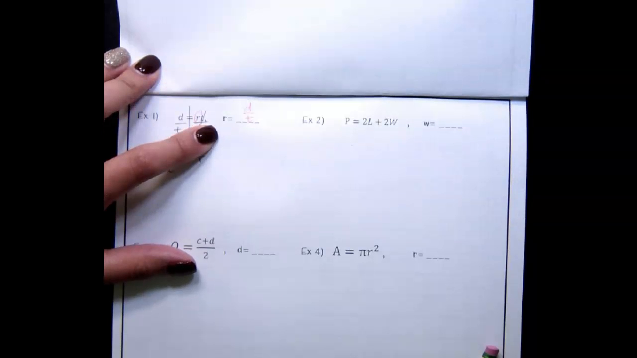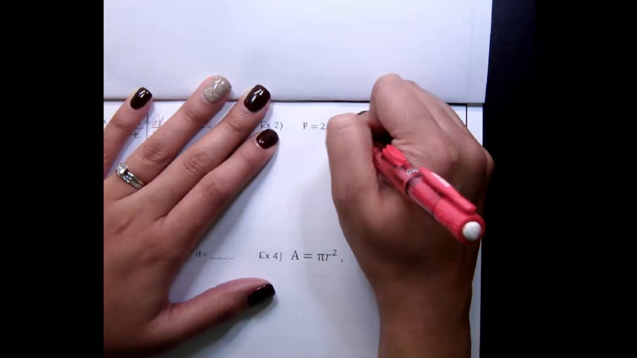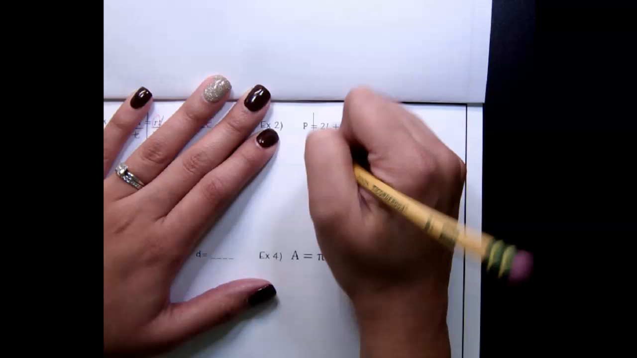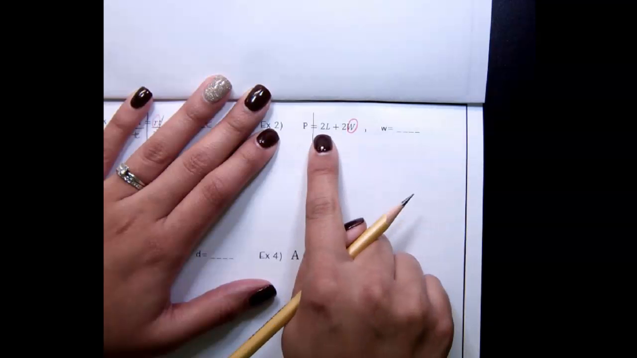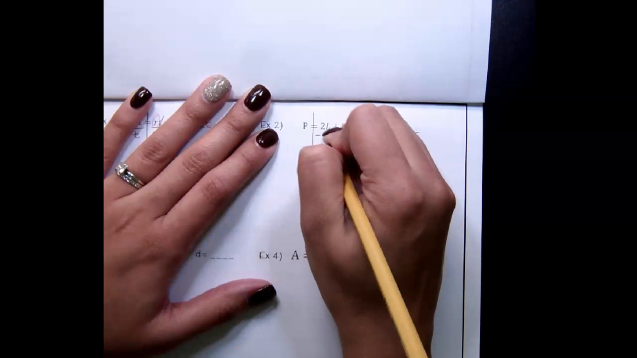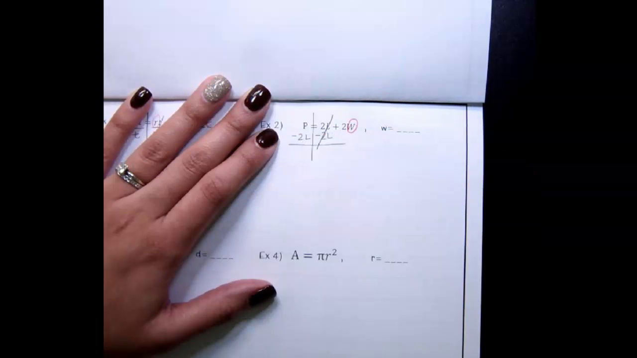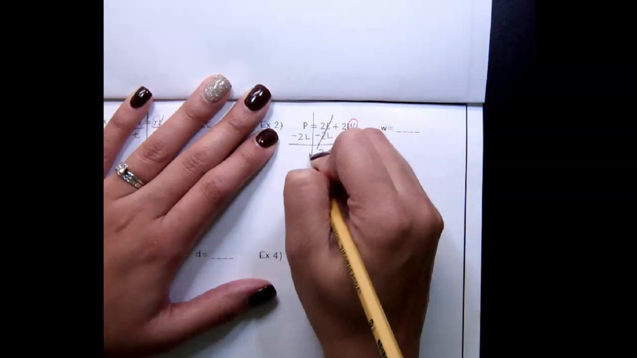Okay, it's just like when you have numbers, except we don't have numbers. So for example, number 2, I want to solve for W. That's what I want to get by itself. So I'm going to start looking at the right side. Remember, we do reverse or backwards PEMDAS. So I need to get rid of this 2L first. It is positive, so the only way to move it over to the other side is to subtract it. So it's gone from the right side. All I have left on the right is 2W.